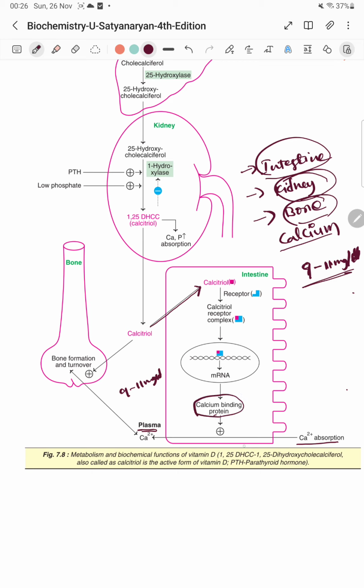This calcium binding protein attaches with calcium, or grabs this dietary calcium, whatever you took in a diet in the form of milk or any other calcium source of food. This calcium binding protein grabs this calcium and takes it into the plasma. Now the whole calcium you are having in a diet is in the plasma by the action of calcium binding protein, or else you can call it calbindin. Calbindin is synthesized by the action of calcitriol. Got it? Vitamin D or calcitriol.